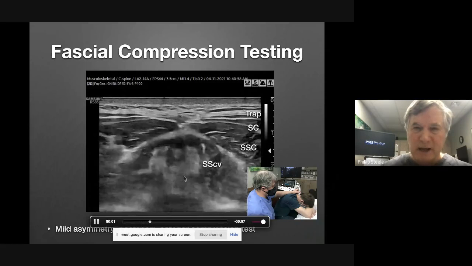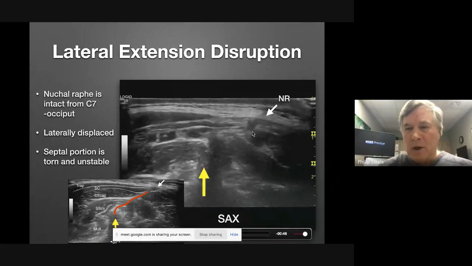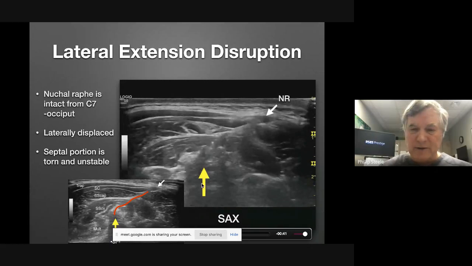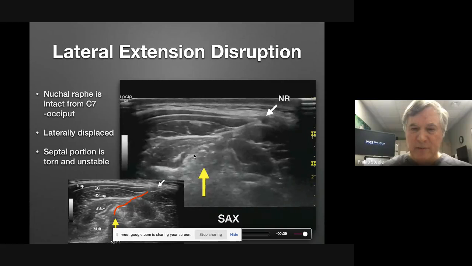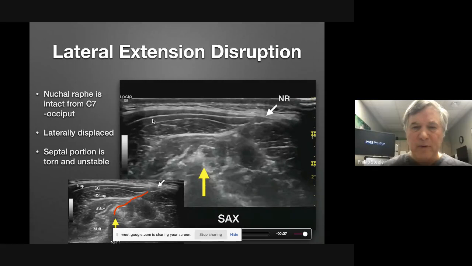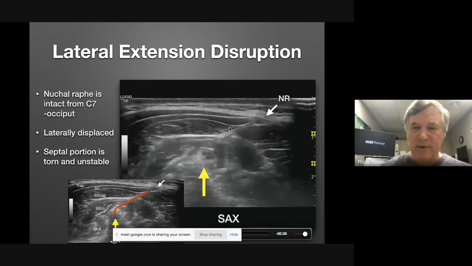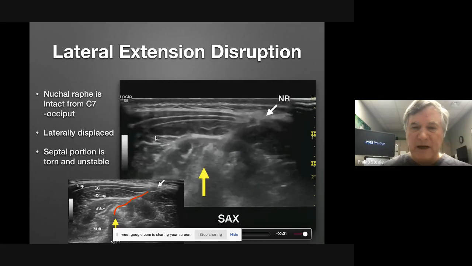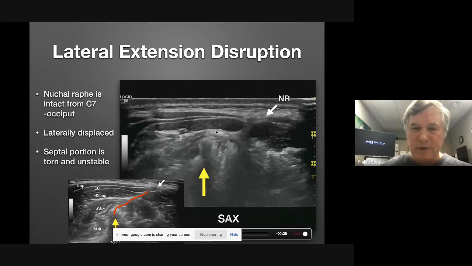And we'll talk about that here in a second. So this is an extreme example. Here's the Nuchal Raphe, clear over here. Here's the spinous process. Here's the bifid component. Trap, layer 1. Layer 2, semispinalis capitis. Layer 3, you can see the septa, fibroconnective tissue, helping you identify it's Splenius Capitis.